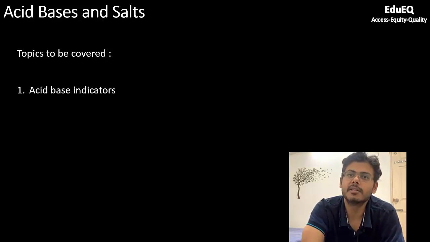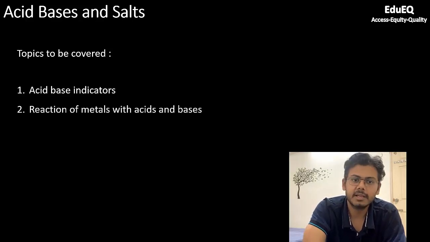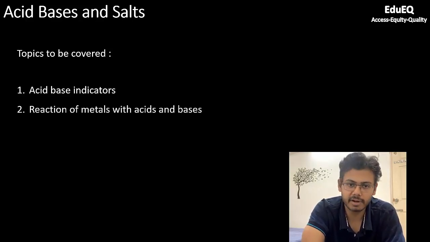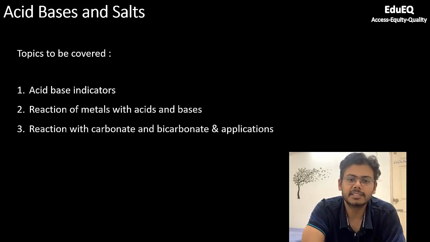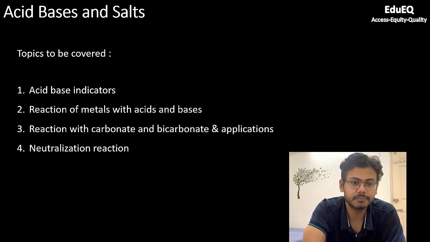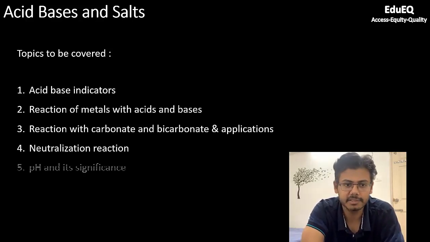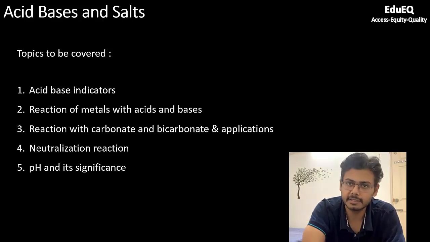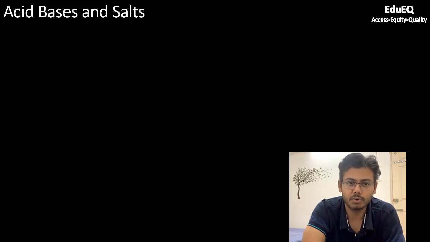What are the different chemicals and compounds which can undergo some characteristic change to identify whether the substance is acid or base. Then reaction of metals with different acids and bases, reaction with carbonates and bicarbonates and what are their applications in real life. Finally, the neutralization reaction, which is nothing but reaction between acid and base, and then pH and its significance. Okay, so starting with acid base indicators.